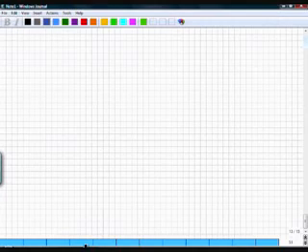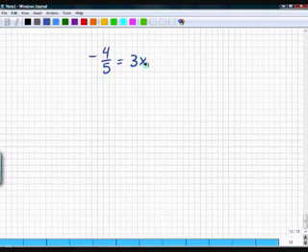Negative 4/5 equals 3x. How many terms do you have? 2. How many of them are fractions? 1. What's the common denominator? 5. Common denominator, 5. If you only have one fraction, it's going to be whatever's on the bottom. Multiply everything by the common denominator. 5 over 1 times negative 4 over 5.